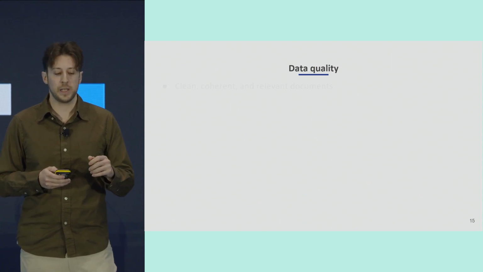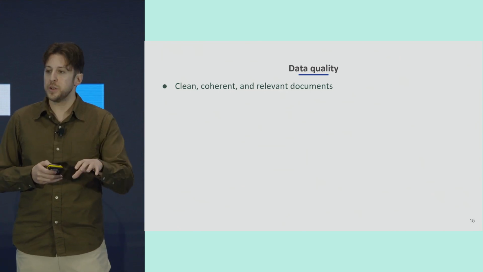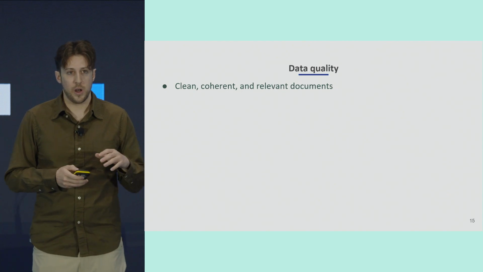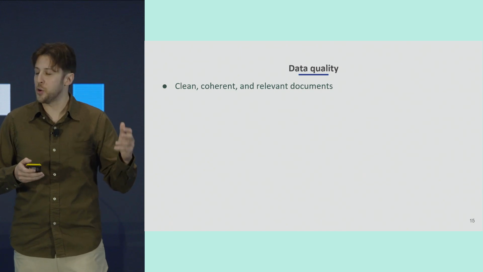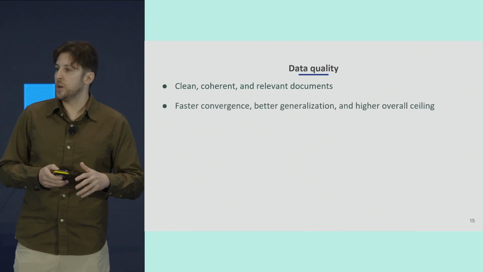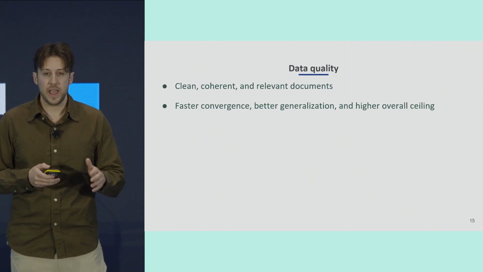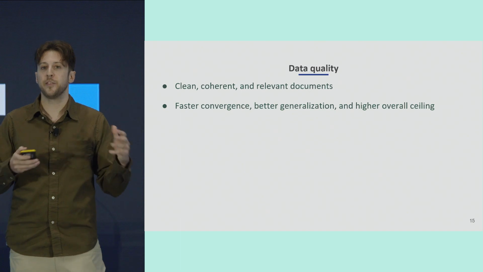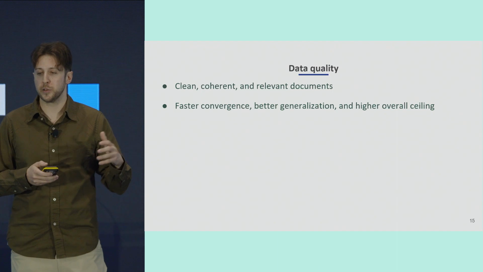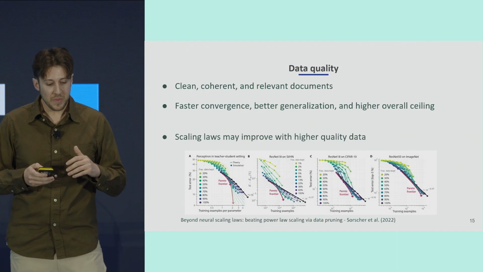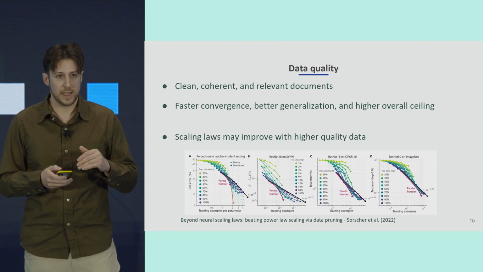And what do I mean by high quality? I mean clean, coherent, and relevant documents. I'm going to go into this in a lot more detail later on. And why does that matter? Well, it means that when you're training, you have faster convergence, your models can generalize better, and there's a higher overall ceiling because there's just more information for the models to absorb, and more to learn from, more signal and less noise. And there's some evidence that the scaling laws actually improve when you have higher quality data.